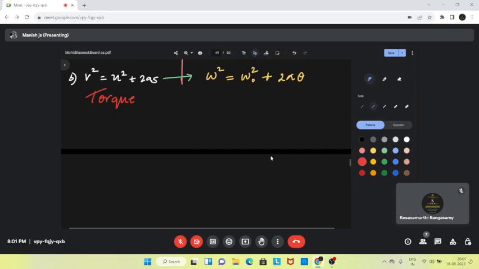T-O-R-Q-U-E. Okay, there is another concept called torque. We are moving to the next concept of torque. So what is meant by this torque? Torque na என்னது? So what we try to understand by the term of torque. Anybody, could you try to contribute your ideas, your views to this?